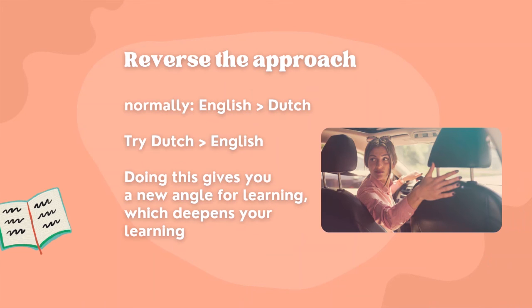Another good tip I have for you is to reverse the approach. Normally maybe you look at the English and then you try to predict the Dutch. That's good that you do that, but also try to turn it around. Look at the Dutch and then think, what does that mean in English? Using different angles and approaches, looking at the words from the English perspective and the Dutch perspective, will help you deepen your learning. All right, so download the PDF, make the small cards and start learning the colors.